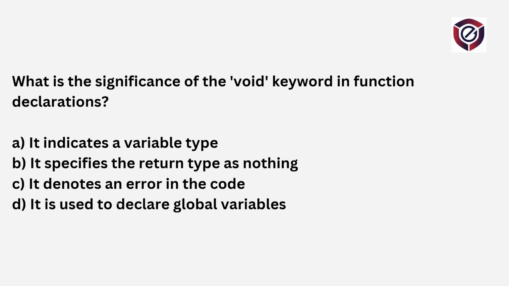So here there are different options again, like indicating a variable type. It specifies the return type as nothing. It denotes an error. It is used for global variables. No, the correct option is it specifies the return type as nothing. Void means nothing is there. Like we can have void return type. We can have void pointers also in case of memory allocations. You might have heard. The void keyword is used to indicate that a return type is nothing. Correct option is option B.